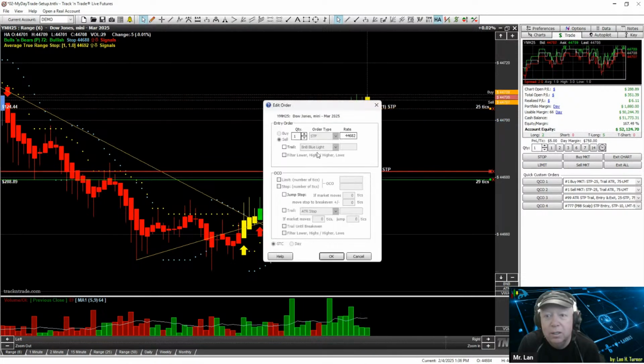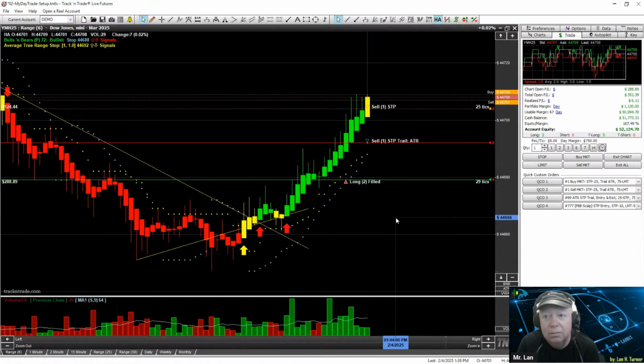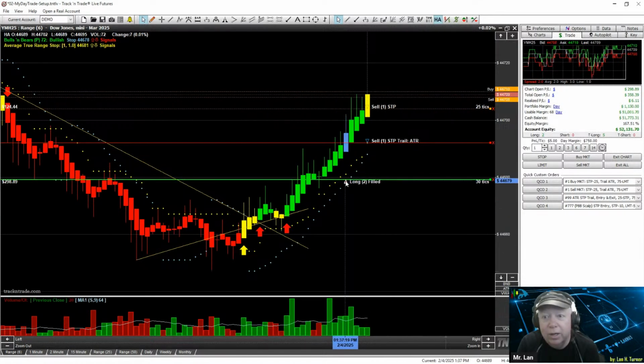This one here used to trail on the ATR. I accidentally turned it off. I'll turn it back on. Okay, now I'm just clear down here with my entry.